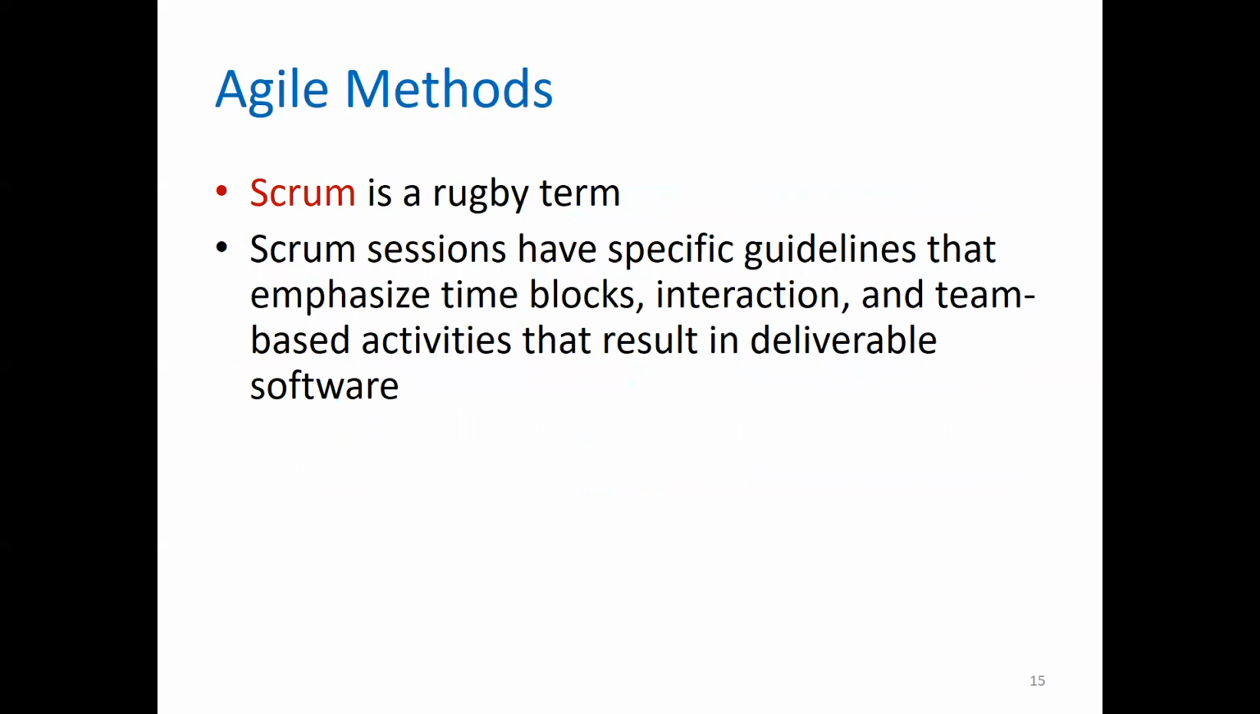The agile method has a method within it. It's called Scrum. Scrum is a rugby term. Scrum sessions have specific guidelines that emphasize time blocks, interaction, and team-based activities that result in deliverable software. Now, in simple terms, that becomes very difficult for you to define or understand. When we talk about Scrum, it is used in the development of a system. Scrum is just like a methodology, or a framework.